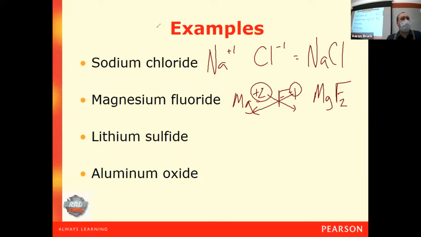Yeah, Michael? The charges are not the same. And so when they're not the same, we do the crisscross to make sure that we have a balance of charges. So by getting 2 fluorides, I know I'll have 2 -1 charges, which will balance out the +2 charge on the magnesium.